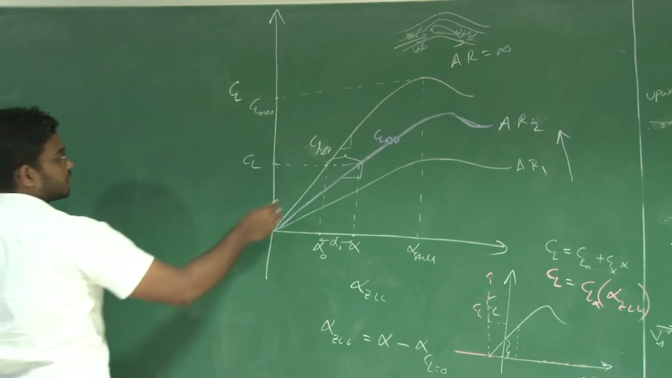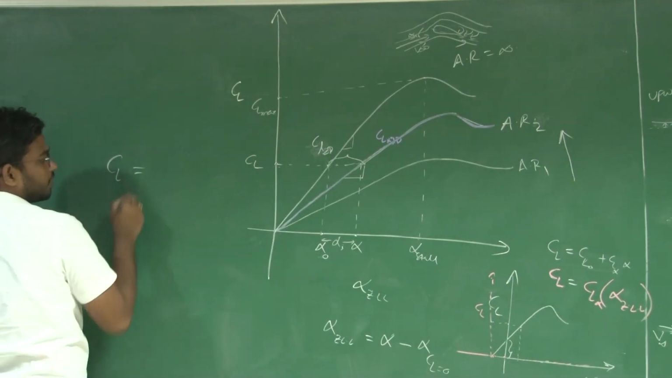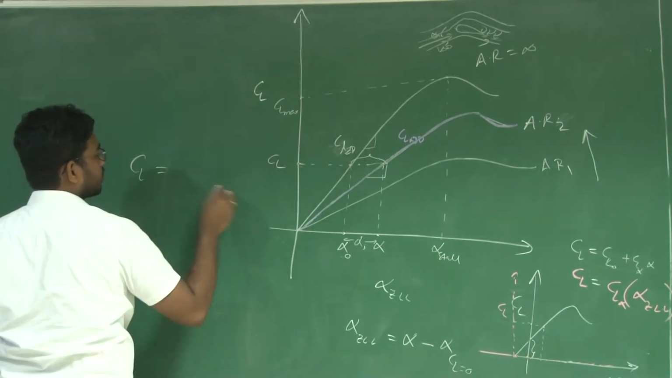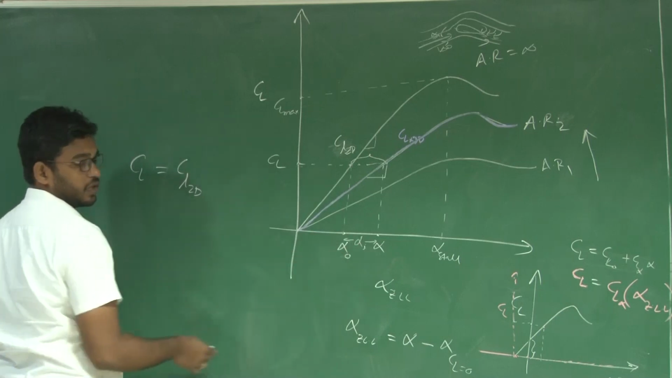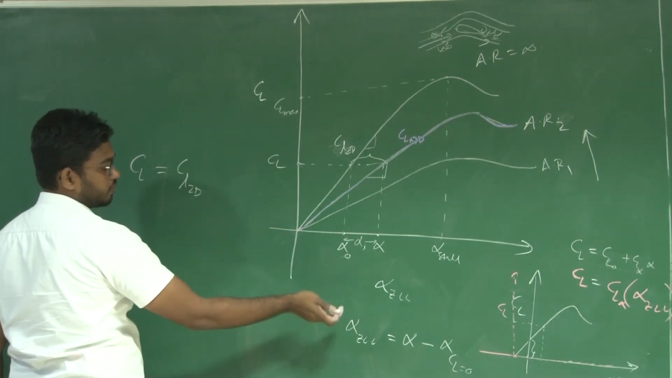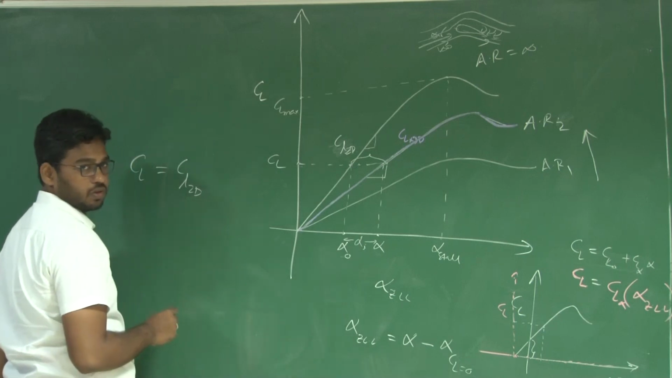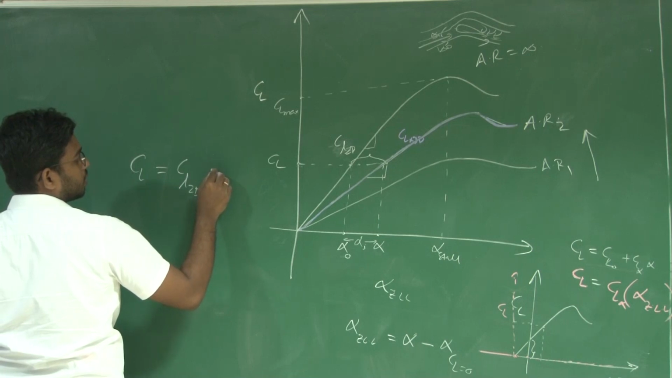So now the CL of this aerofoil at this particular alpha, I can express as the slope, CL alpha 2D, into the corresponding alpha, y equals mx, since we have defined this angle of attack with respect to the zero lift line here. So CL alpha 2D into alpha naught.